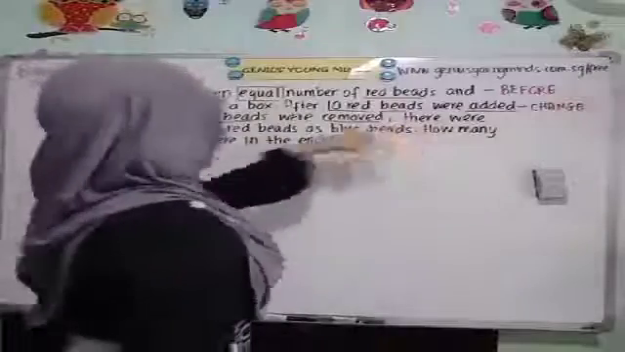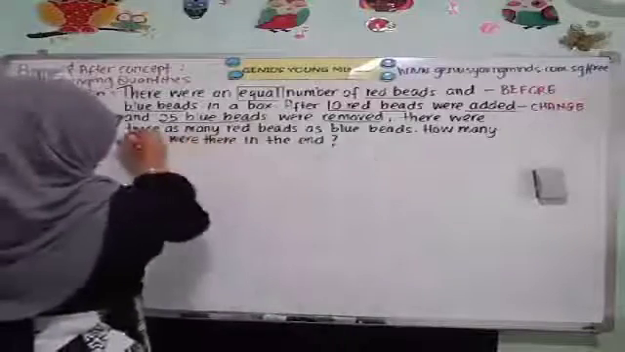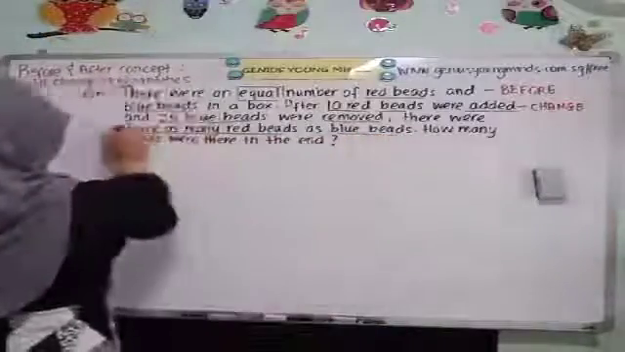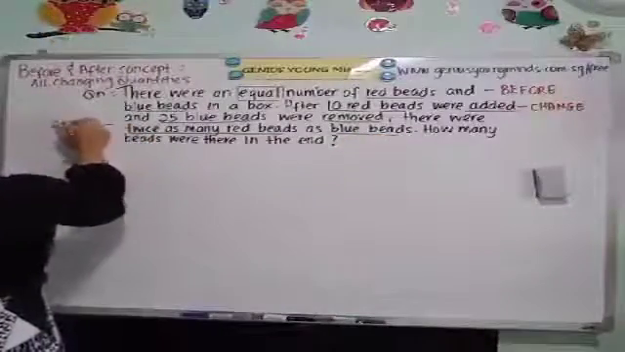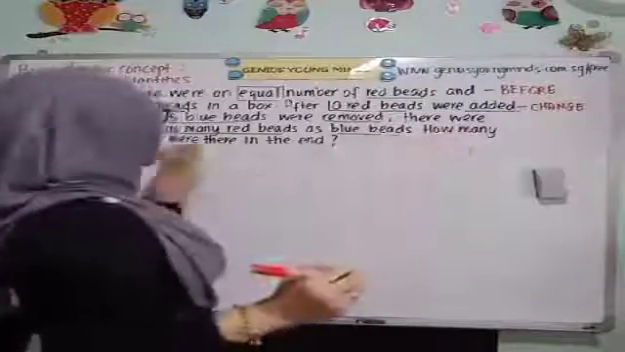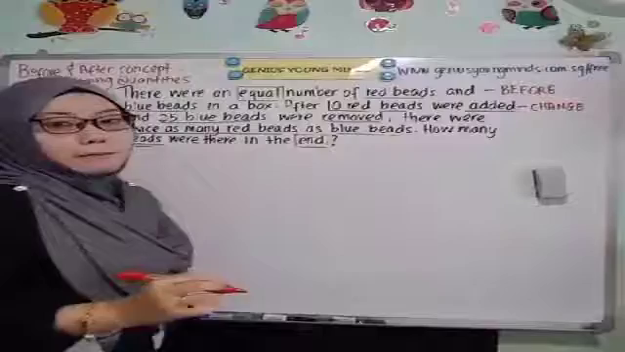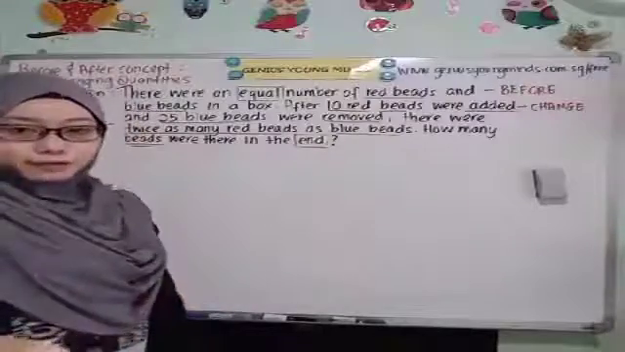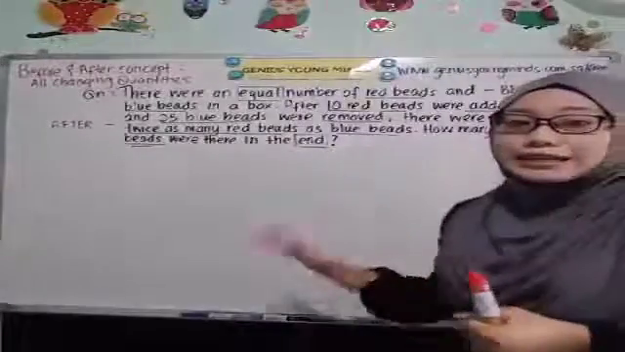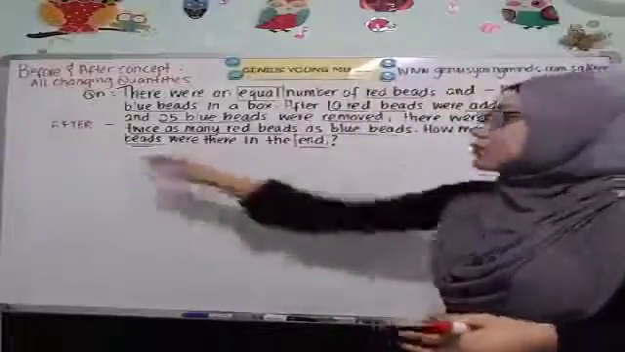Alright? Then they say there were twice as many red beads as blue beads. Okay? So there were twice as many red beads as blue beads. This is my after. So I want you to write down there after. Then the question is asking how many beads were there in the end. In the end. Okay, they want to know the total number of beads left. Okay. So have we all gotten all the information and all the data that we need? Yes, we have. We have the before, we have the change, and we have the after.